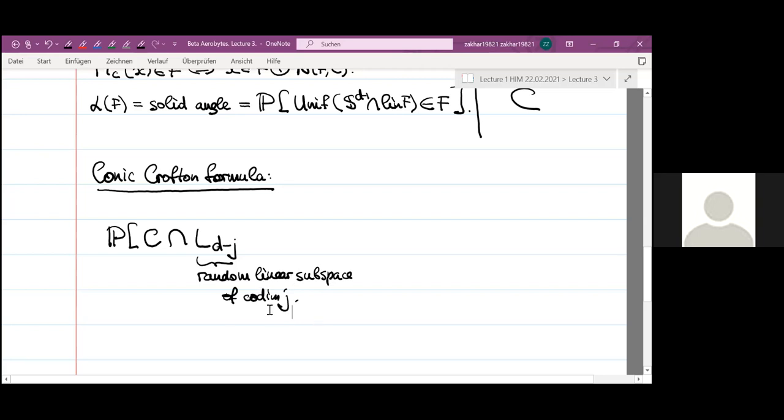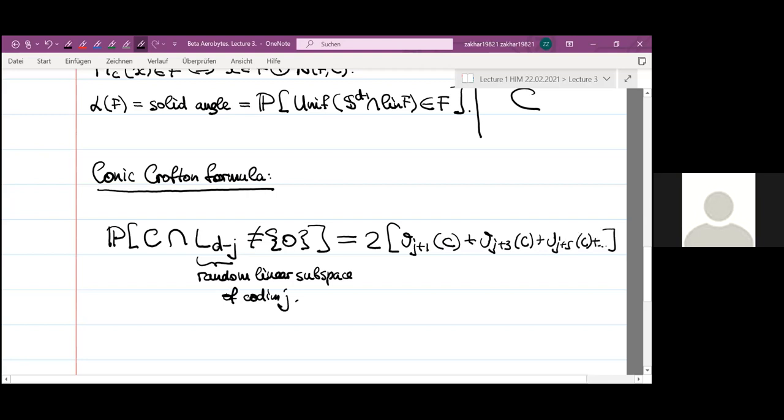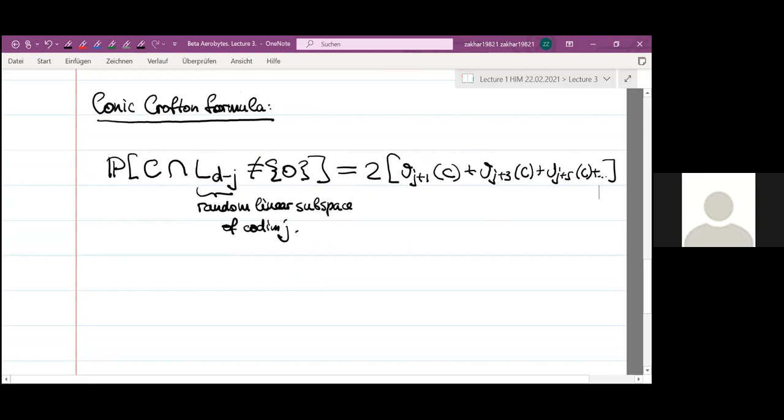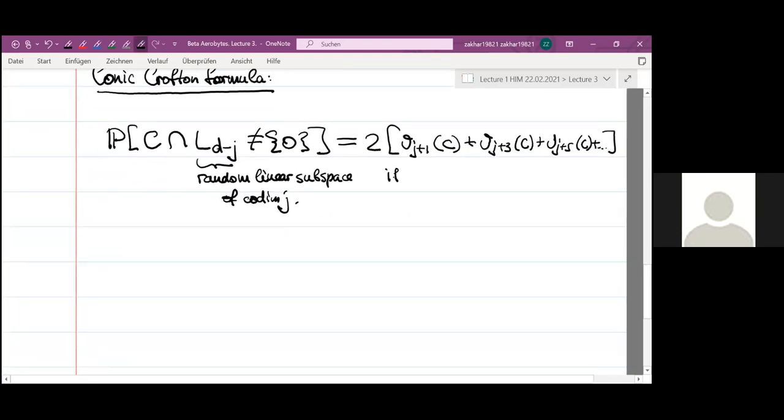It is uniformly distributed on the set of all such subspaces. And we are interested in the probability that this intersection is non-trivial. Then the conic Crofton formula says that this is given as 2 times the following half-tail functional of the intrinsic volumes: v_{j+1} + v_{j+3} + v_{j+5} of C, and so on, and at some point it becomes 0, if this index is greater than d. So this is a basic formula in which these conic intrinsic volumes appear, and it holds if C is not a linear subspace.